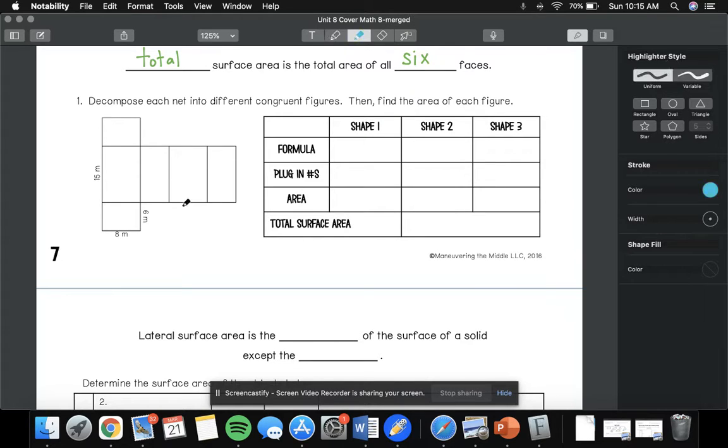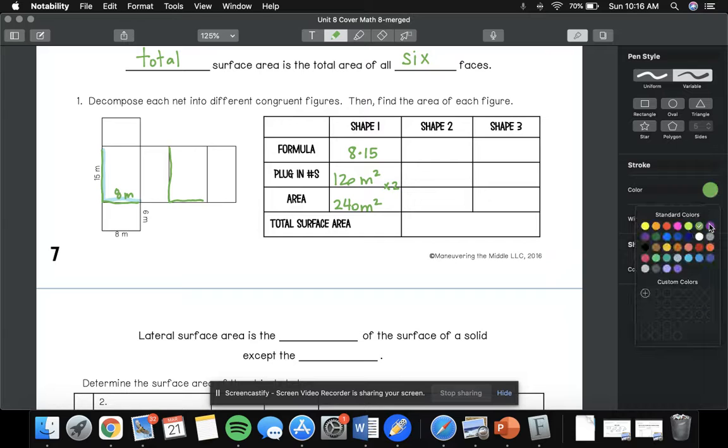Okay, so let's start off with this big one. So we know that it is 15 meters long, and if we use our deduction skills, this would have to be 8 meters long. Okay, so we are going to find the area, so that'd be 8 times 15, which would be 120 square meters. Okay, but we also have another one that's the exact same shape. So we would have 2 of them. So we're going to double that, and we get 240 square meters for those 2 sides.